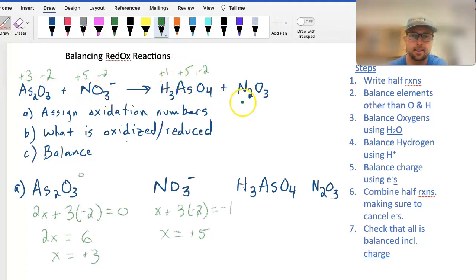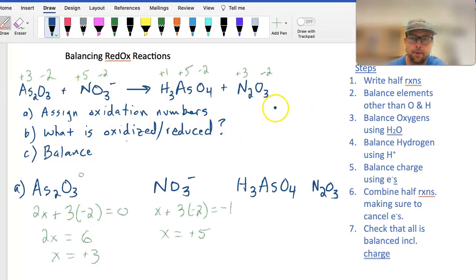For nitrate, it turns into dinitrogen trioxide. Following that same logic, -2 for each oxygen, there are 2 nitrogens here, so each nitrogen is going to be a +3 charge. Also, you can see nitrogen has a +5 and is changing to a +3. So the next question, now that we have all the oxidation numbers, is what is being oxidized and what is being reduced.